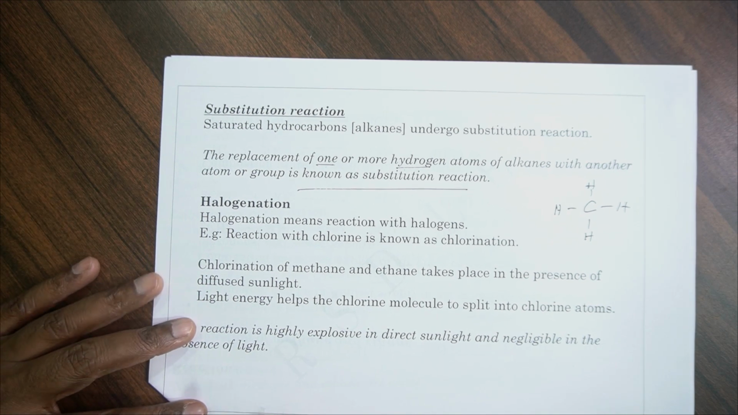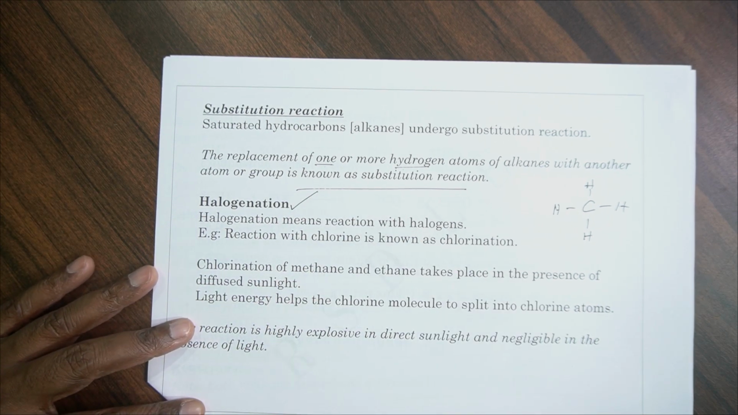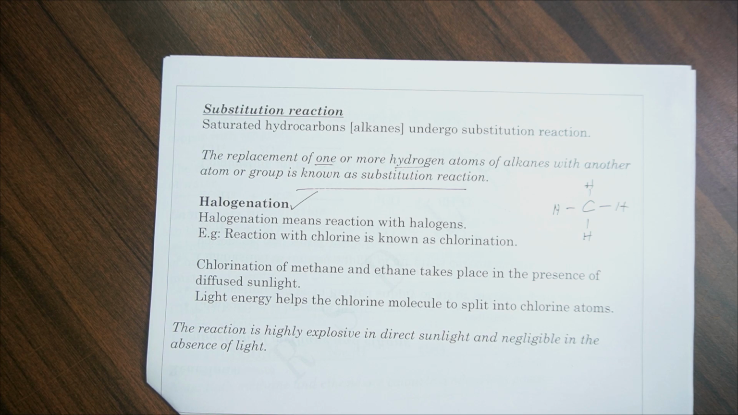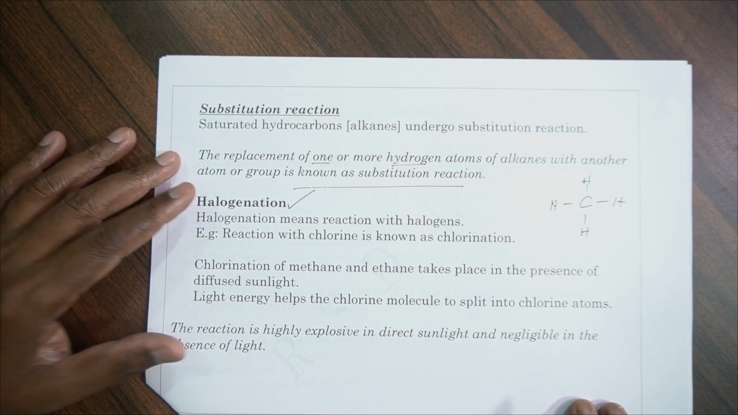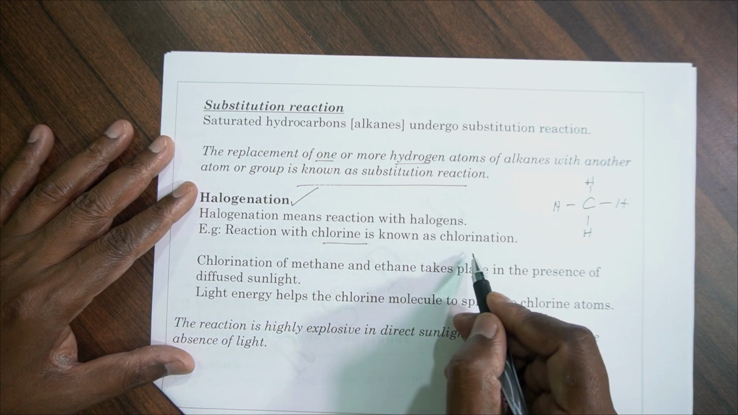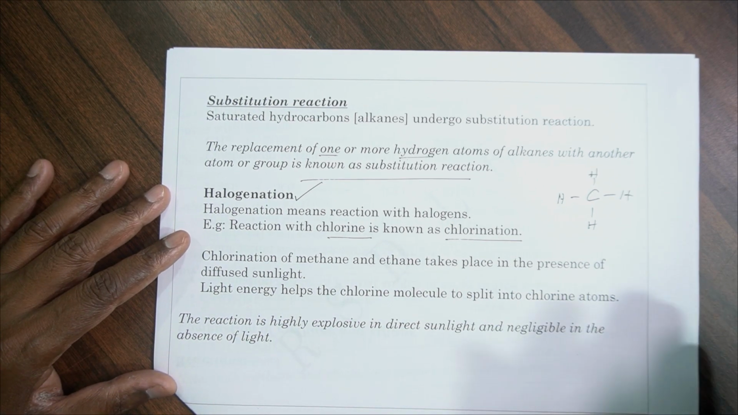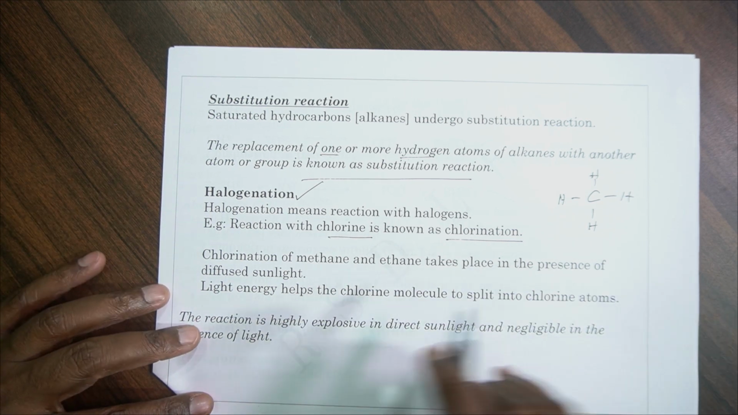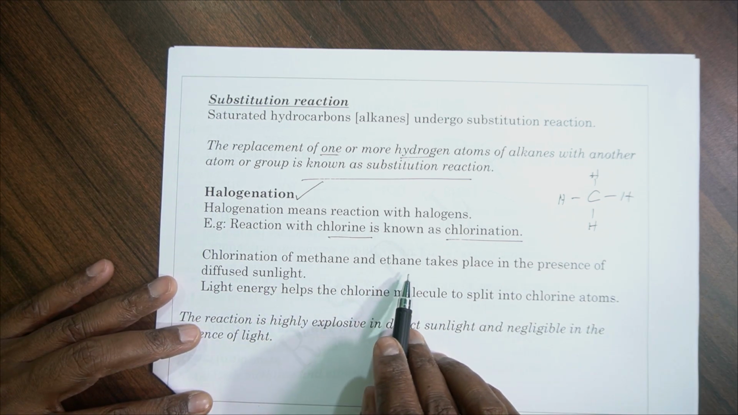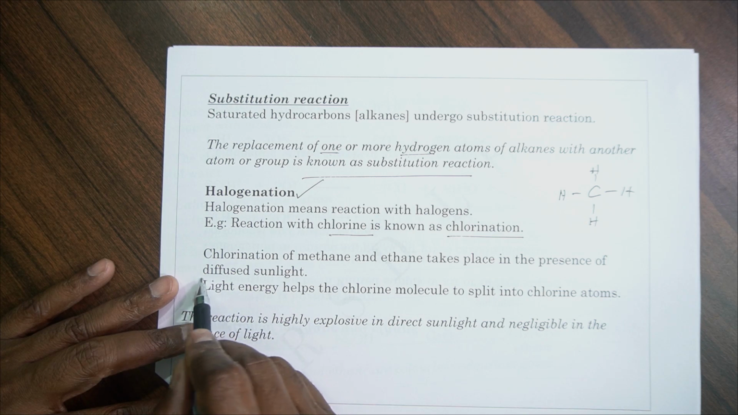Now here we have the example, halogenation. Halogenation means substitution by halogen, reaction with halogen. Now the example I am taking is chlorine. So it is halogenation and also it is chlorination. If you use bromine, bromination. If you use iodine, iodination and so on. Okay. So chlorination of methane and ethane takes place in the presence of diffuse sunlight.